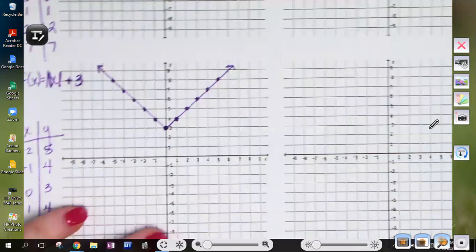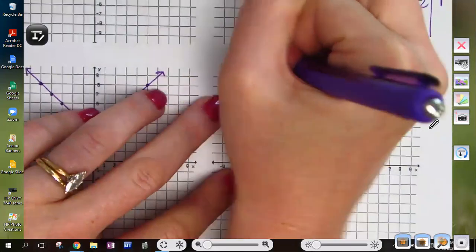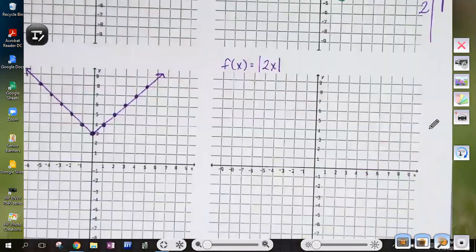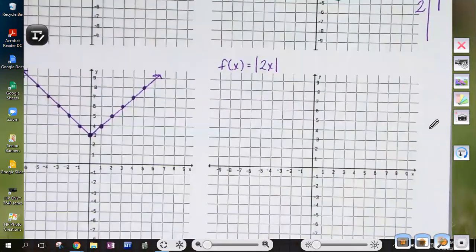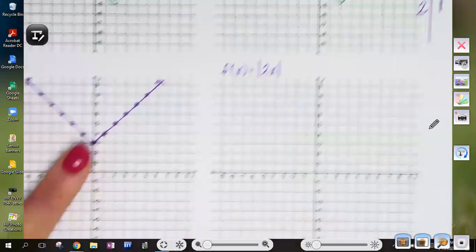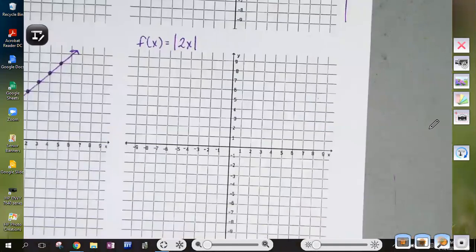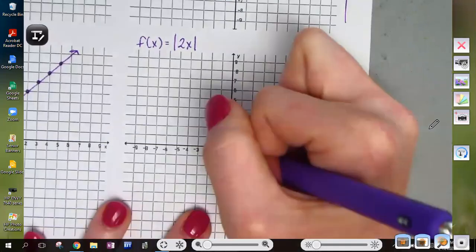This one we didn't actually talk about last week, so I think you'll pick up on it easily. It's not that hard. Now we have the absolute value of 2x. There's no addition and subtraction operations happening to it, but now there is a number paired with my x. That would be if there was a negative on the outside of the absolute value. This is very similar to the first one that we started with. There's no addition or subtraction operation happening, so it's still going to start at the origin.